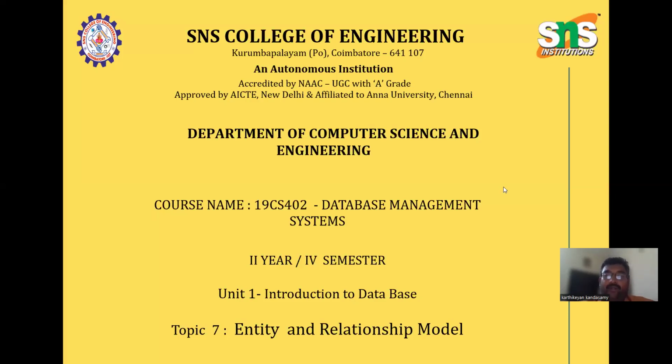So good morning, everybody. 19 CS 102 Database Management System, second year, fourth semester. Unit number 1, Introduction to Database. Topic number 7, Entity and Relationship Model. So we go for the next one.